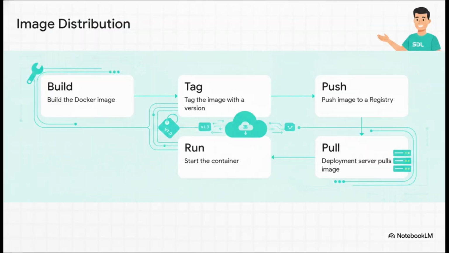Okay, so we know how to build, run, and protect our data locally. But how does this smoothly transition to an actual deployment server? Let's trace the image distribution pipeline. You build the image and tag it with a version number. Then you push it to a registry, like Docker Hub, which is basically the GitHub of Docker images. Your production server then simply pulls that exact same identical image from the registry and runs the container. The built image becomes the consistent, deployable artifact. It's the exact same binary bits running in production as they did right there on your laptop.